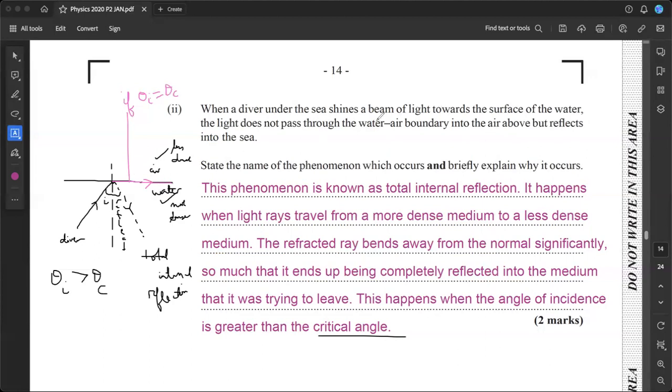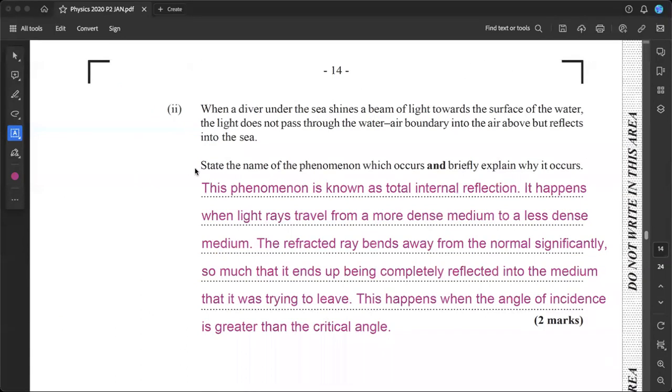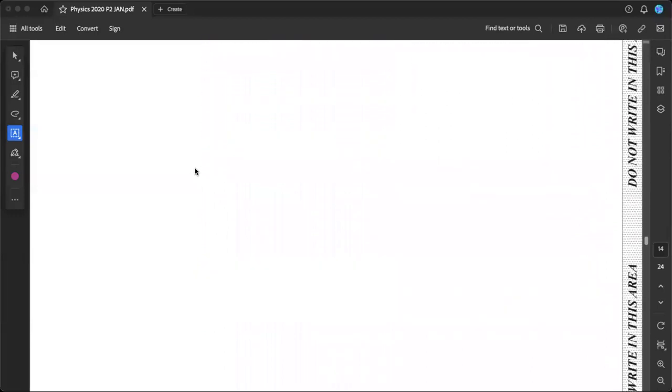But in this case, we do see that it doesn't pass through. It comes right back. It reflects into the sea. In this case, we have total internal reflection, and that's when theta I, this angle, is greater than our critical angle. Okay? So just make sure that you have those concepts fresh at all times in your head. So moving right along, let me just clear that.